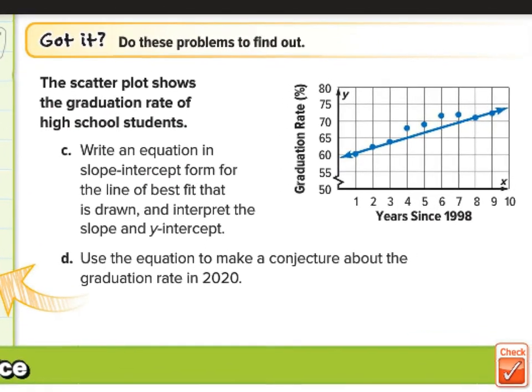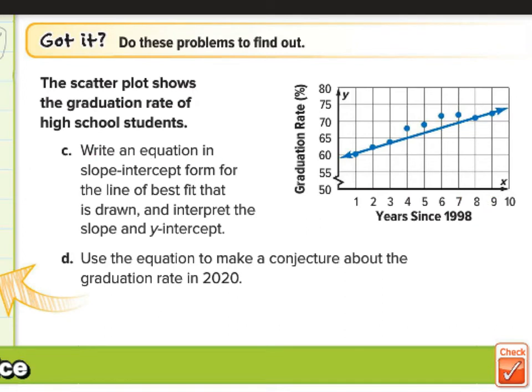Okay, I hope you paused the video and now you're checking. Let's read through it. The scatter plot shows the graduation rate of high school students since year 1998, and we have the graduation rate in percentages. So right here, the 0 for the x value would be the year 1998, 1999, 2000, and so on. So this is the number of years after 1998.